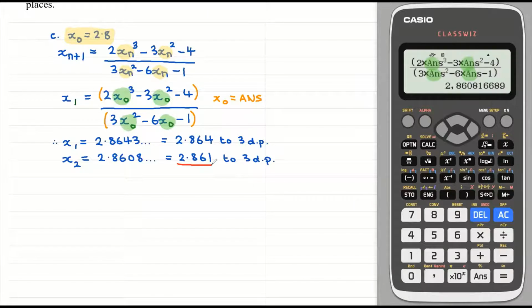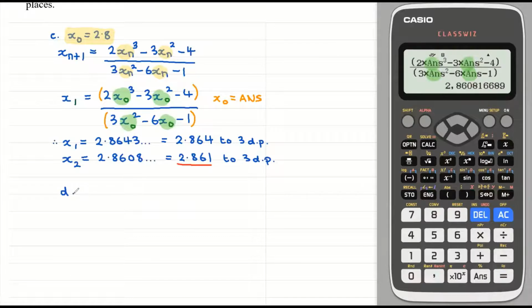So now we have to show in part D that this answer is indeed correct to 3 decimal places, and we have to use a suitable interval. Now, when it says that, this is another bounds question. We're going to use upper and lower bounds, which is what you did at GCSE. So just write down part D.